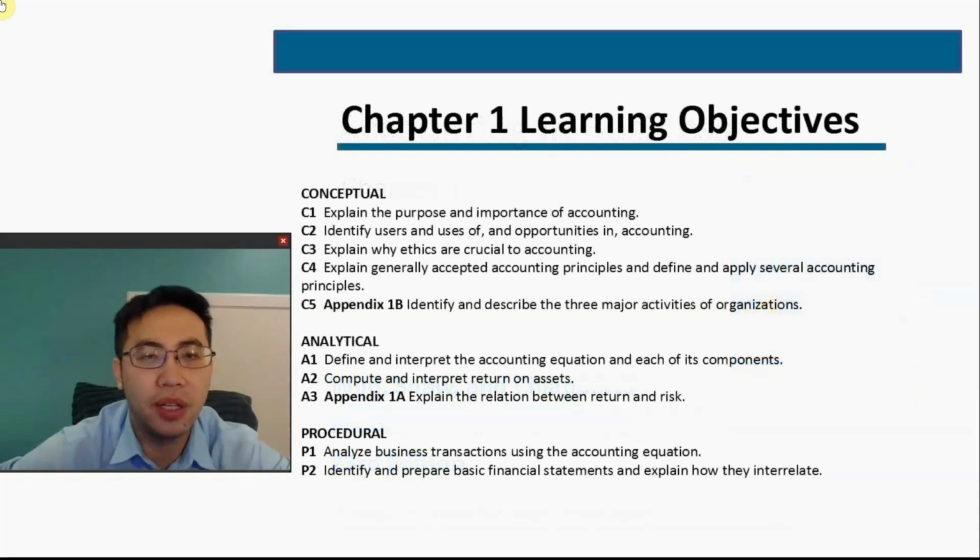Here is our learning objective table. Our objectives include: explain the purpose and the importance of accounting; identify the opportunities, jobs, and users of accounting; explore some ethical issues in the world of accounting practice; and explain the GAAP, generally accepted accounting principles, and then define some basics and learn how to apply it. We will also learn some major activities of organizations. These activities are related to operating, investing, and financing.